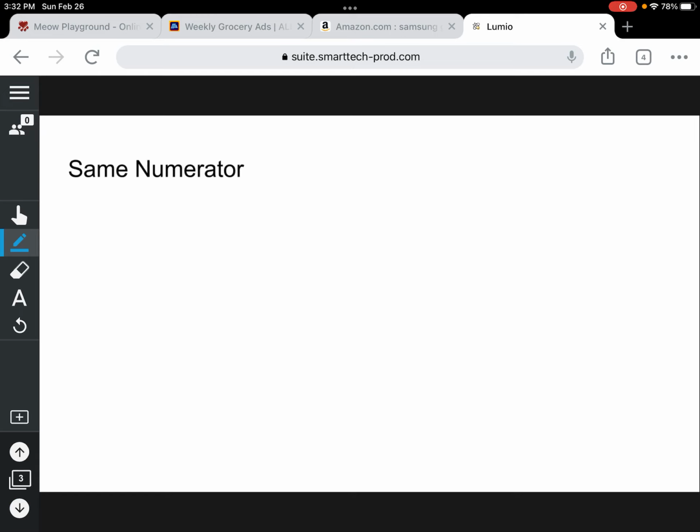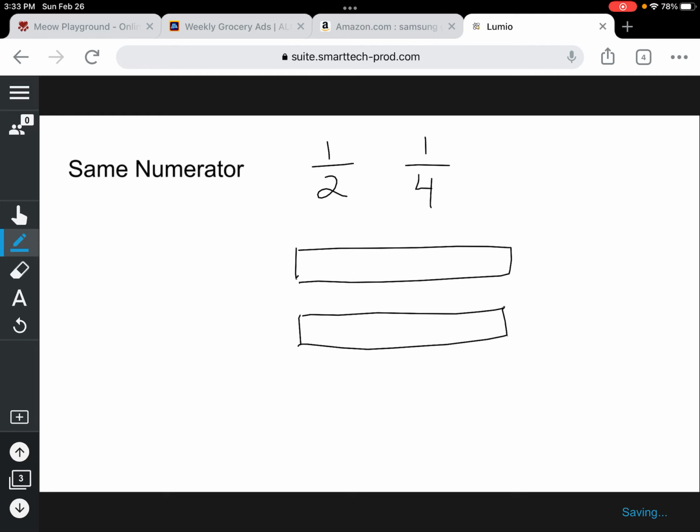Same numerator. If it has the same numerator but different denominator, I have to look and see how they compare. So I'm going to have, again, my fraction bars. This is 1/2. And this is 1/4. Obviously, 1/2 is greater than 1/4. So in the case that we're comparing fractions with the same numerator, we look at the denominator and the fraction that has the smallest denominator is the greatest.